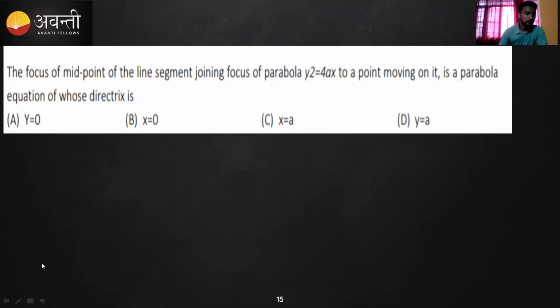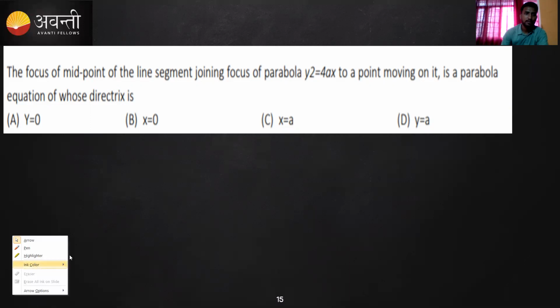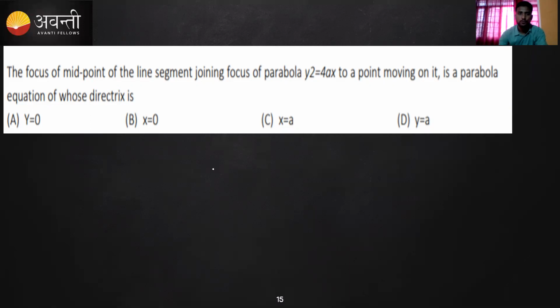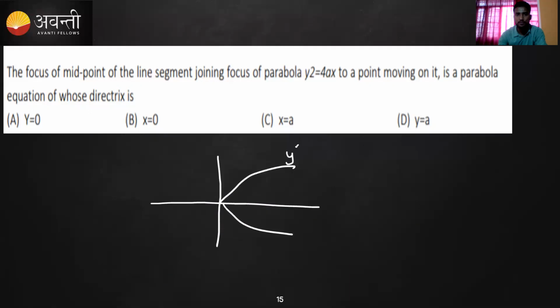Okay, so here you can see, we have to find the locus of the midpoint of a line segment which joins the focus of a parabola to a moving point on the parabola. So what will be the equation of the locus? Okay, so here you can see, this is y square is equal to 4ax, right? And we have to find the midpoint of the line segment joining the focus and a point.